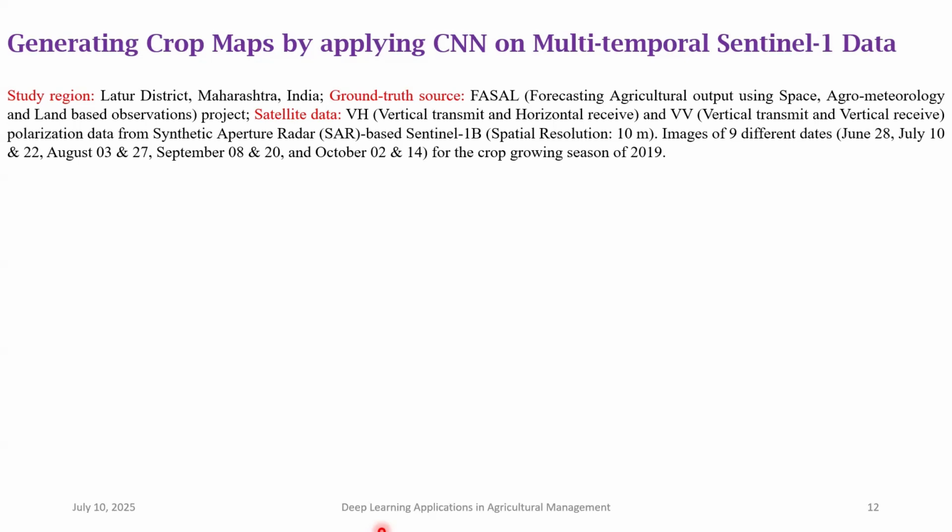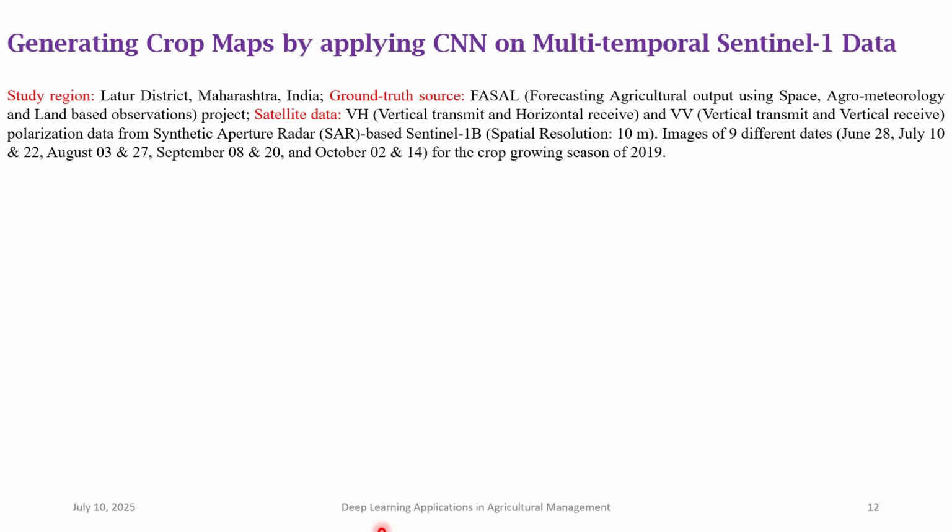And as far as satellite data is concerned, Sentinel data is available in dual polarization, that is vertical transmit and horizontal receive. From the satellite, you are sending the signal vertical and receiving it horizontal. That's the way we refer to it as VH polarization. And VV, vertical transmit and vertical receive polarization. These are the two different polarization data that are available for any given frequency in the microwave band.